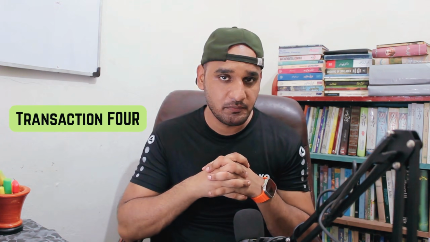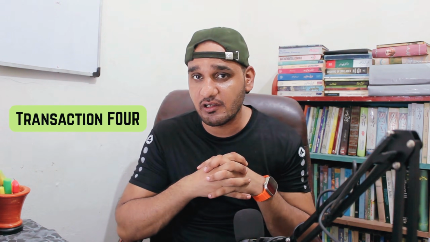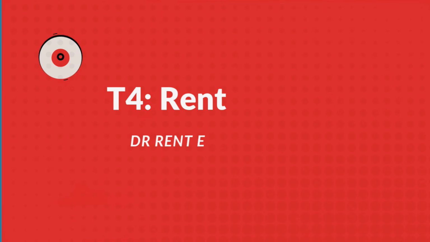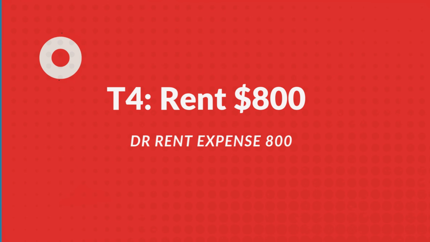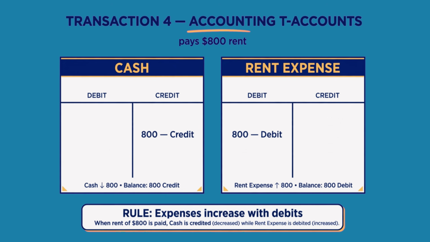Transaction number 4. The business pays $800 of rent in cash. Cash is going down, so cash gets a credit. At the same time, rent expense increases, so we debit rent expense. And here's another rule to remember. Expenses increase with debits.